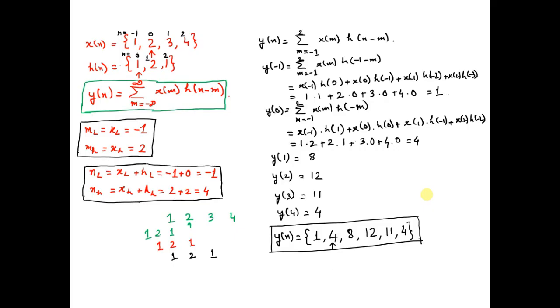Now coming to x of n, again we are given 1, 2, 3, 4. Okay, h of n is 1, 1. Here if you see, I have changed the signal. The signal is same, but I have changed the origin just to give you an understanding of what is happening. So we have discussed that y of n is given by the summation of m equals minus infinity to infinity x of m multiplied by h of n minus m.